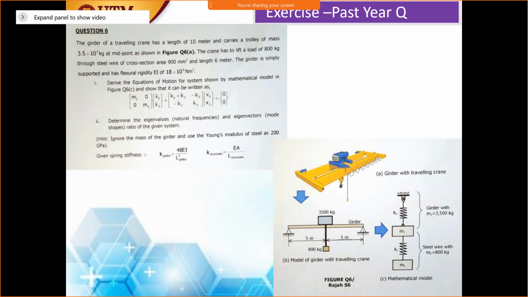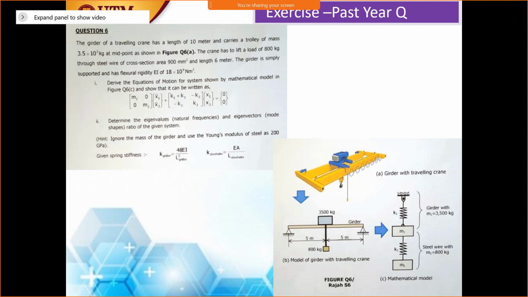Alright, the girder is simply supported and has flexural rigidity EI. EI ni apa? EI of 18 times 10 to the power of 6 Newton meter square. Okay, so derive the equations of motion for system shown by mathematical model in figure question 6c and show that it can be written in the form of matrix lah. Alright, so macam mana nak buat?